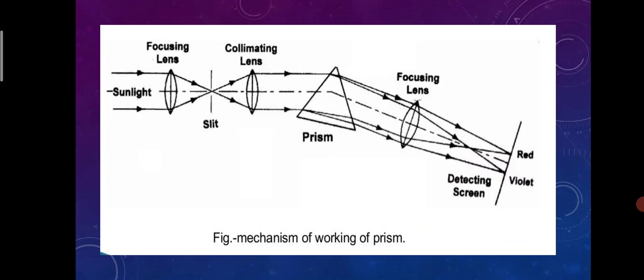Next we see the mechanism of working of a prism. Here the sunlight is given to the focusing lens. After that the light is focused, and using one collimating lens, which also collects all the light, it is given to the prism. The light from the prism is given to the focusing lens, which also collects and focuses all the light, and the focused beam is given to the detecting screen. It is split into the particular wavelengths in the range of red to violet.